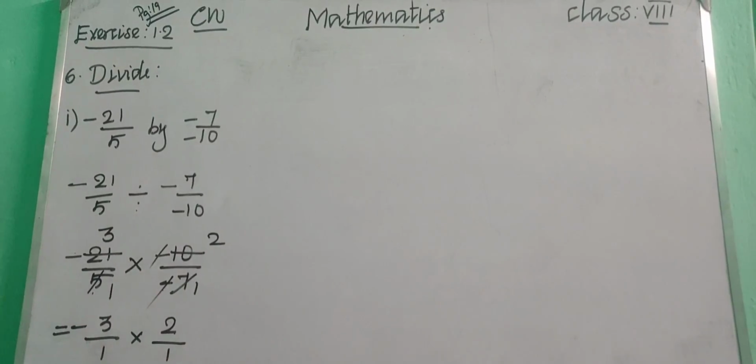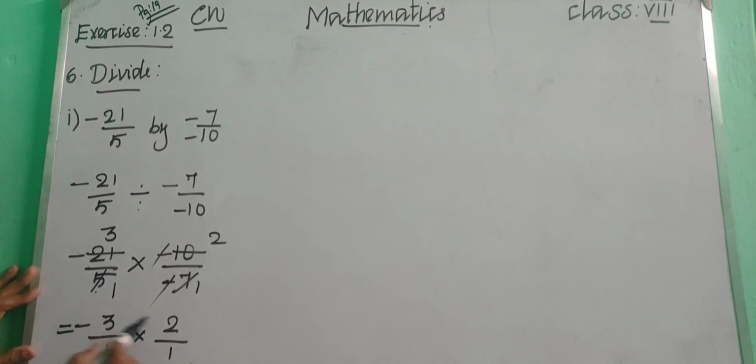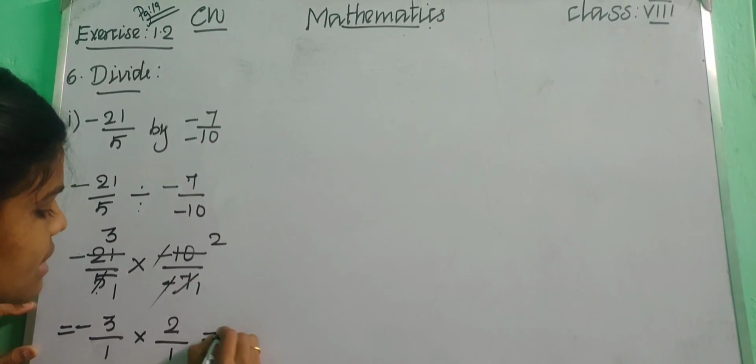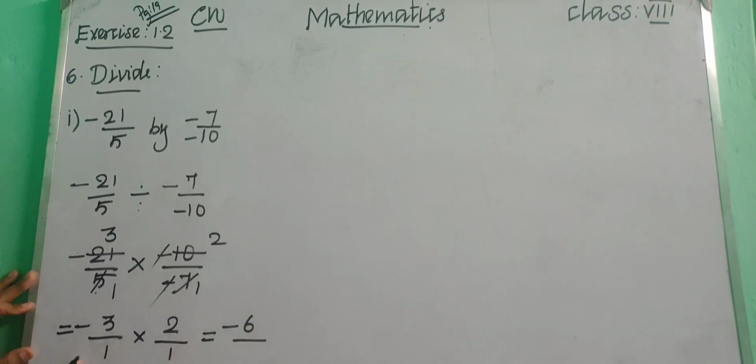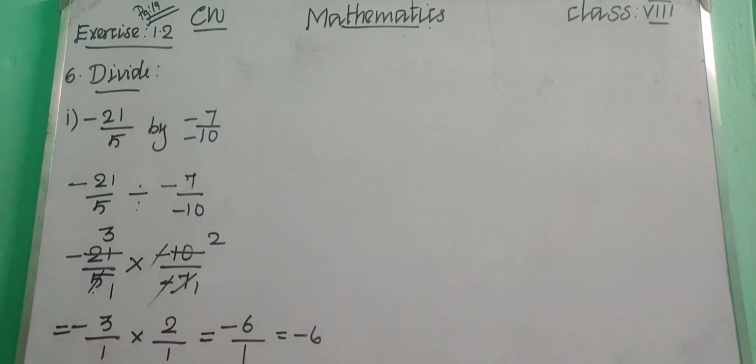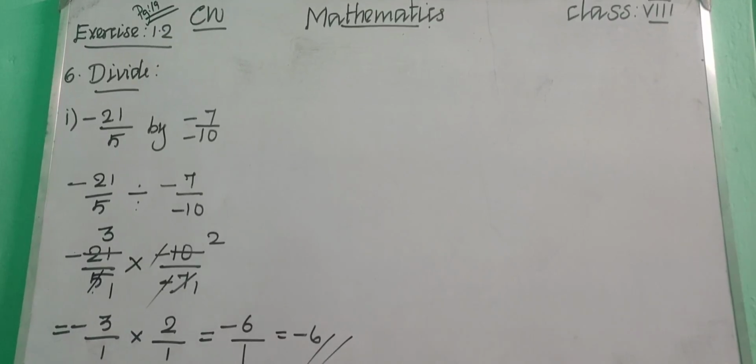Now we can multiply the corresponding numerators and corresponding denominators, right? So multiply 3 into 2, 3 2s are 6, minus 6, and multiply the denominators, 1 into 1, 1. So what is the answer? Minus 6 is the answer. Okay children, so copy it in your notebook.